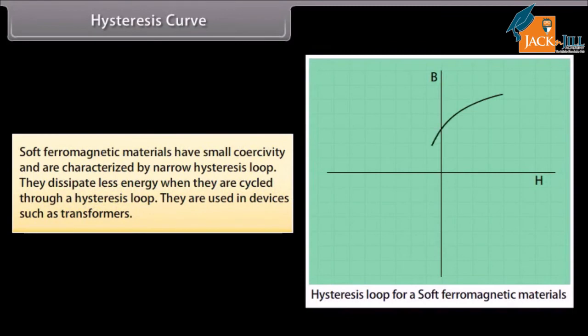Soft ferromagnetic materials have small coercivity and are characterized by narrow hysteresis loop. They dissipate less energy when they are cycled through a hysteresis loop. They are used in devices such as transformers.